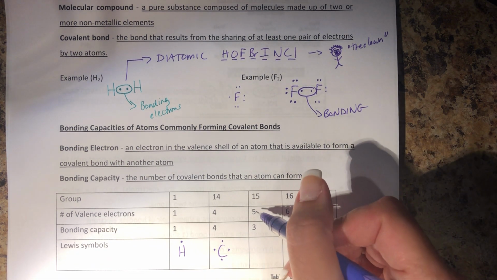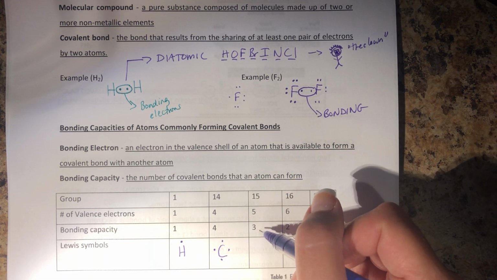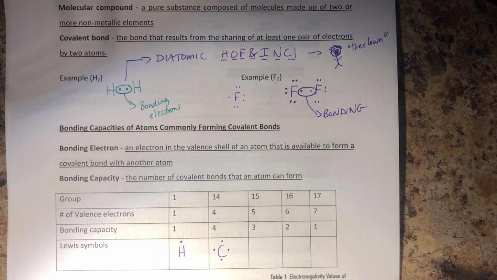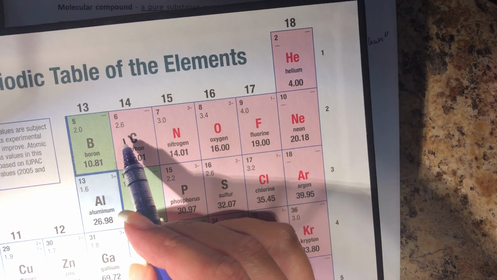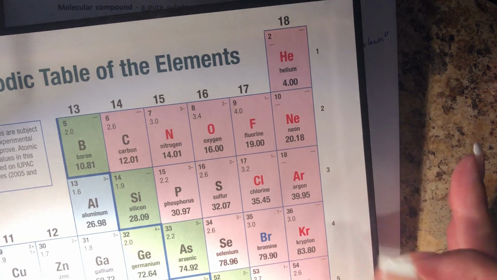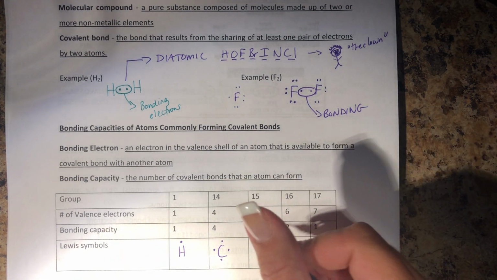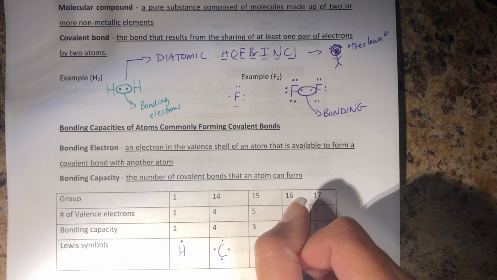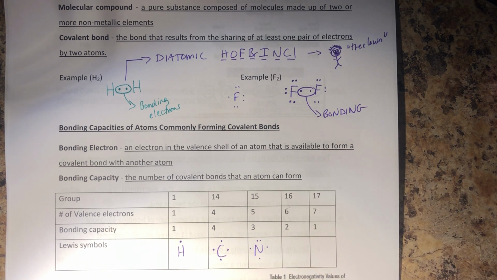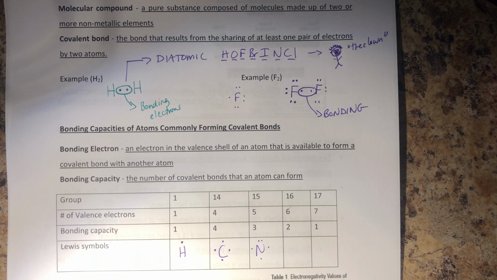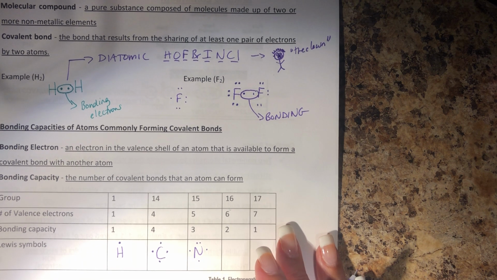Column 15 then would have 5, and that means it has a bonding capacity of 3. Well, how does that work? Let's look at the element we're going to talk about from column 15. That would be nitrogen, which has 5 valence electrons. So let's draw nitrogen. It has 1, 2, 3, 4, 5. That means it has 3 spots where it can bond with another element.